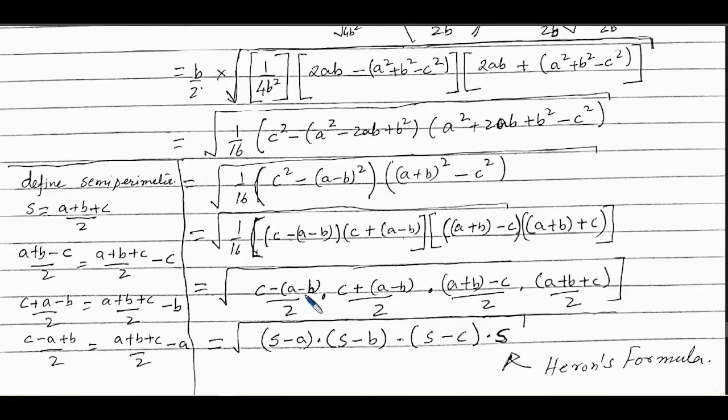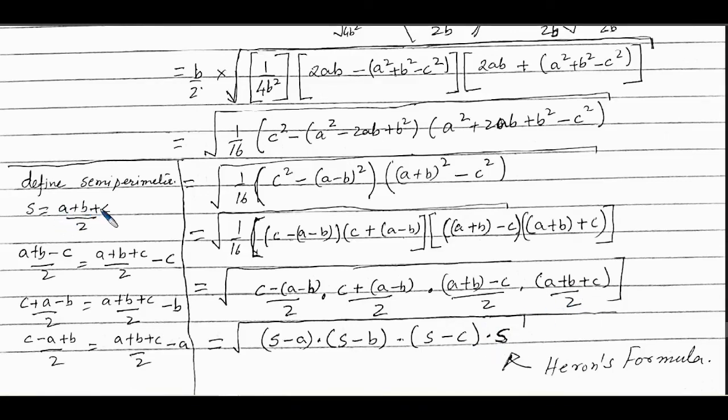So this c minus a minus b, that is c minus a, minus minus becomes plus. So this is S minus A. Similarly this is S minus B. That is c plus a minus b, so c plus a minus b, this is S minus B. And this is a plus b minus c, so a plus b minus c by 2. So this is S minus C times a plus b plus c.